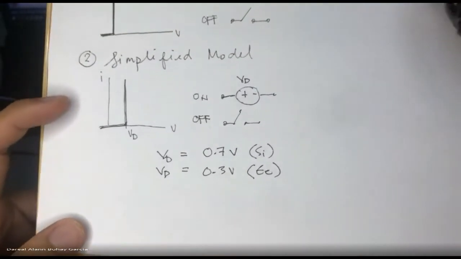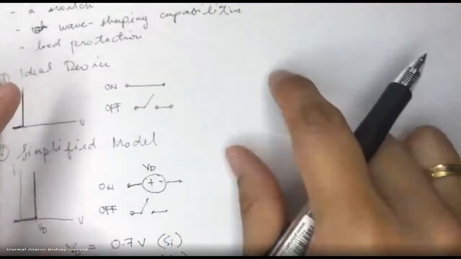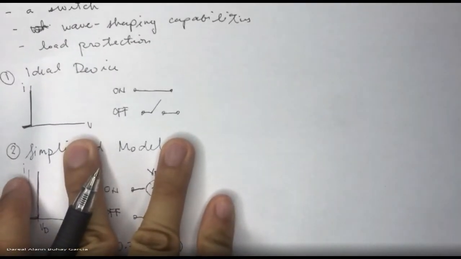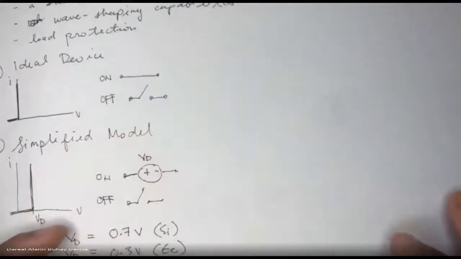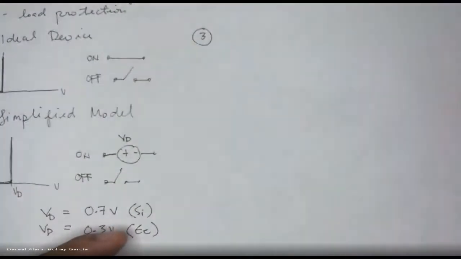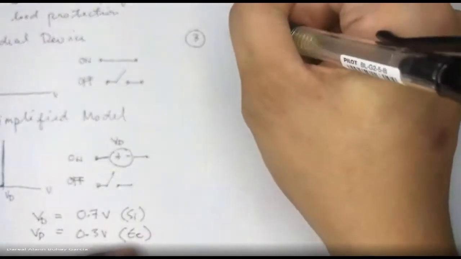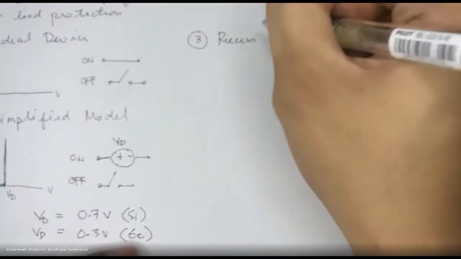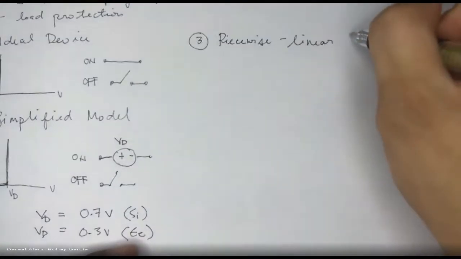There's also another model, more realistic than any of these, though still a model because it is not the actual behavior of the diode. The diode as a piecewise linear model. Somehow it is more like a resistor. Piecewise linear model.